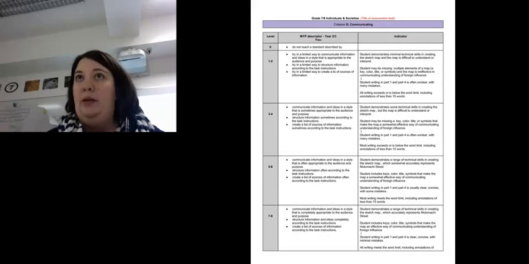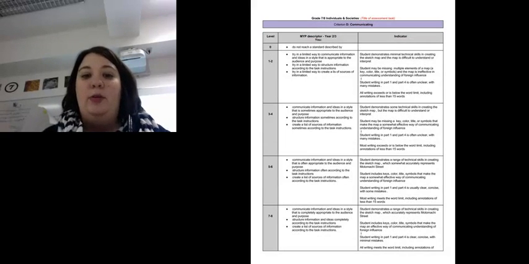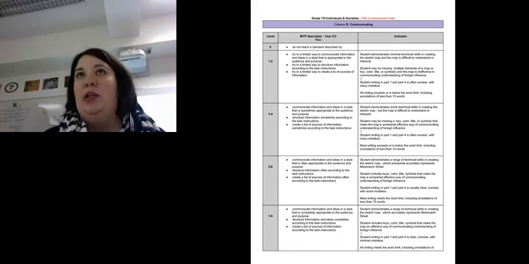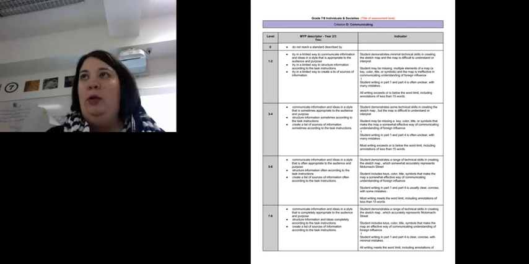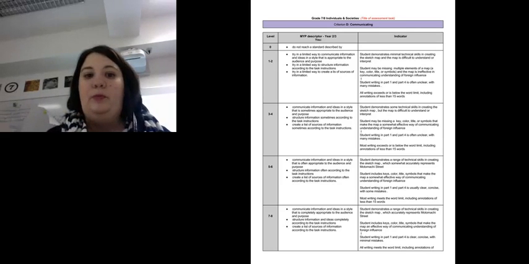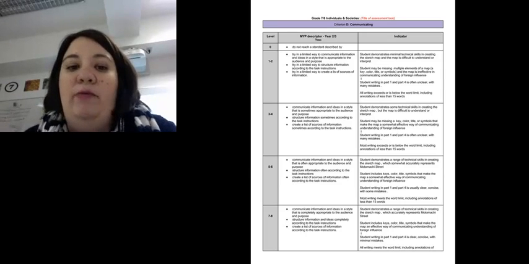Criteria D is communicating. Students demonstrate a range of technical skills in creating the sketch map, which accurately represents Motomachi Street. So that's obviously your sketch map. You've done a good job on that one. And it accurately represents Motomachi Street. So if I went to Motomachi Street with that, it would match up. Student includes keys, color, title, symbols. Let me repeat that. Keys, color, title, symbols. Title, some of you are going to forget. That makes the map an effective way of communicating understanding of foreign influence.